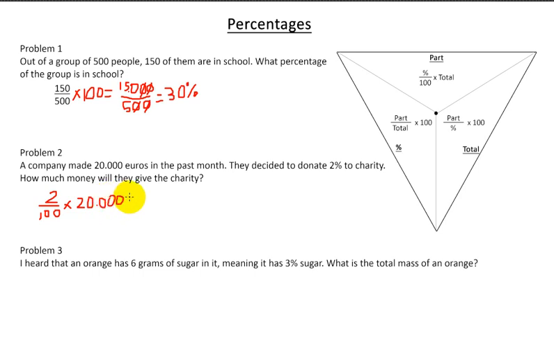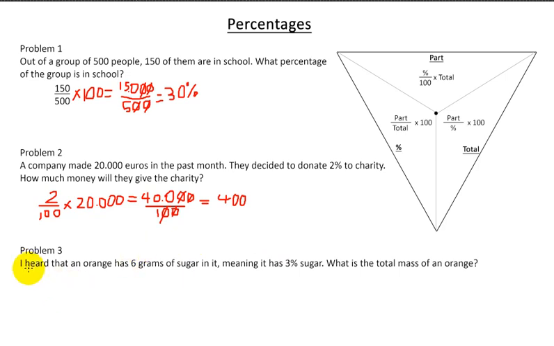That would make 40,000. 2 times 20,000 makes 40,000. Over 100. Cross out these zeros. What you get is 400. So they're going to give 400 euros to the charity.